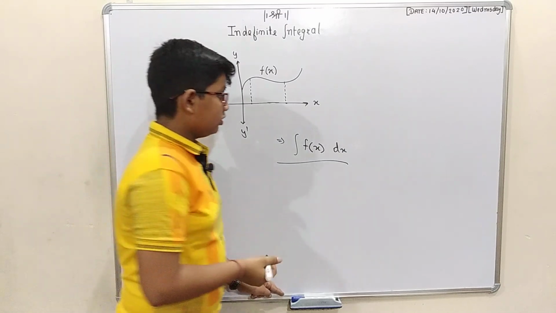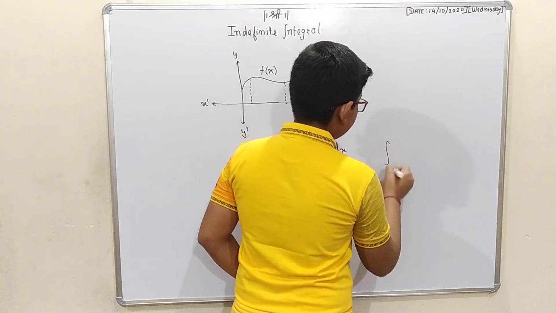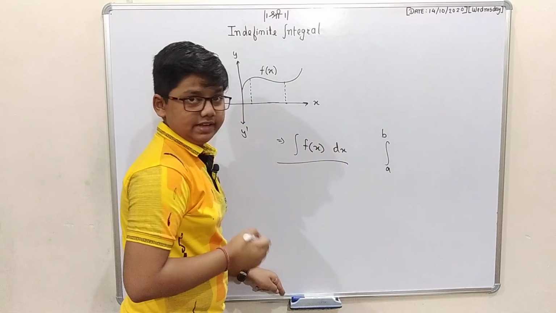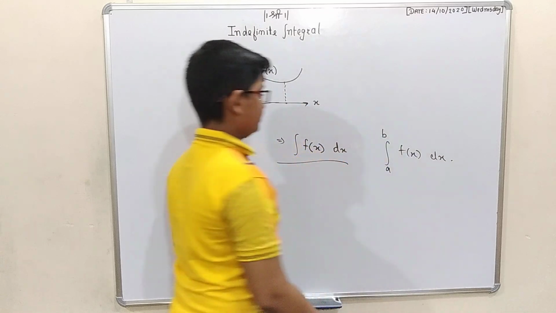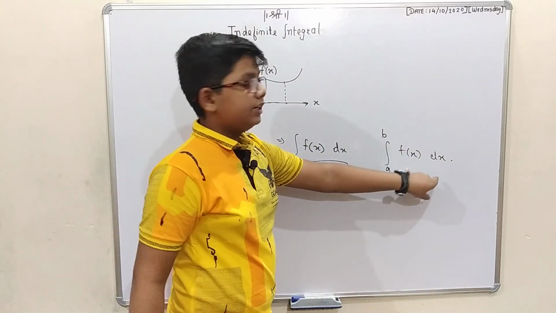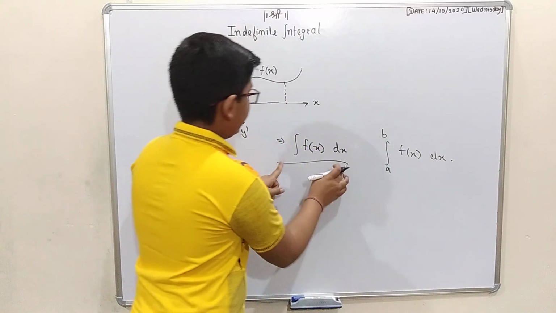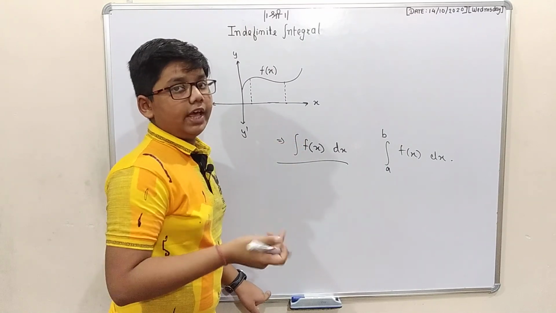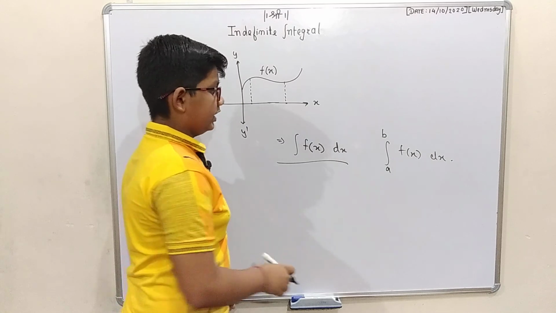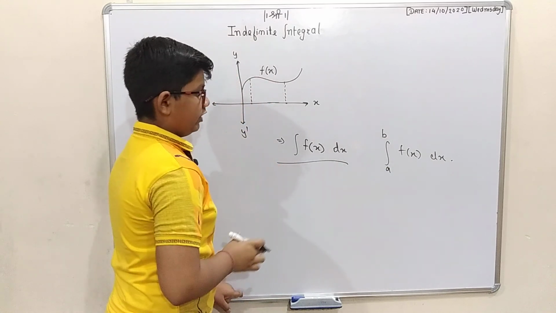Now what is the opposite of it? Definite integration, where intersection points are given, with a function f of x dx. This type of integral is known as a definite integral, and this type of integral where intersection points A and B are not given is known as indefinite integration. This is definite and this is indefinite integration.